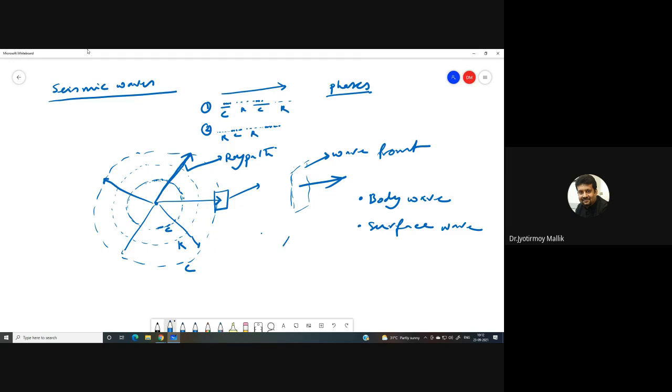So body wave means, suppose this is a piece of the crust of the earth. Suppose I have a disturbance created at this point, and then I have the propagation of elastic waves from here. You have to imagine them as spheres, as spheroidal wave fronts. So you can see this type of wave, which propagates through the body of the medium, in 3 dimensions. That is what we call a body wave.